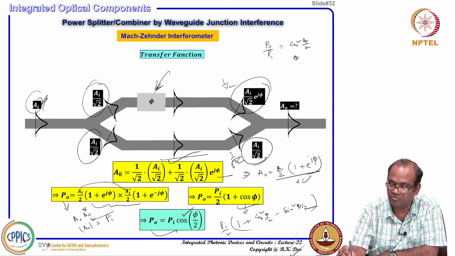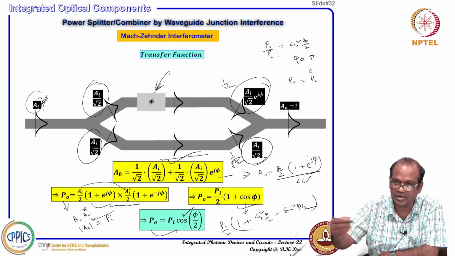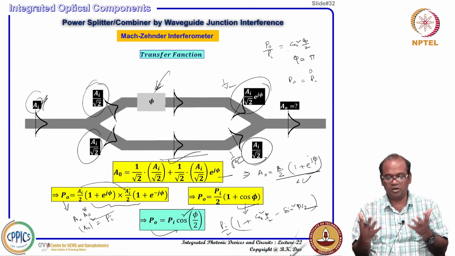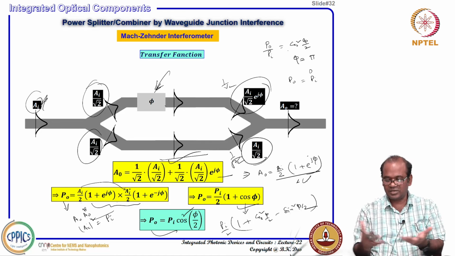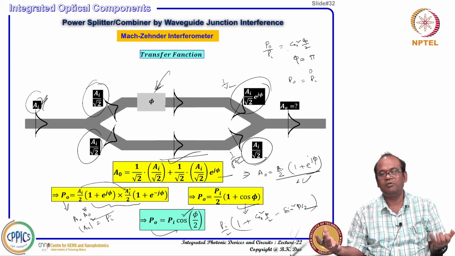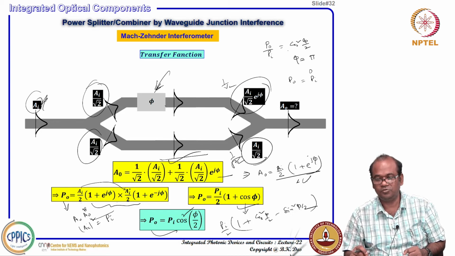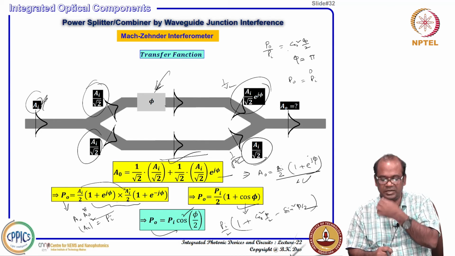So, if φ equals π, it is cos π/2, which is 0. So, P output will be 0. If φ equals 0, then P_o will be equal to P_i, and for any intermediate value of φ, it will change like a cosine function. So it is a lossless Y junction cascaded oppositely, and then you get a Mach-Zehnder interferometer that can be converted into a modulator. This is a very important device architecture.